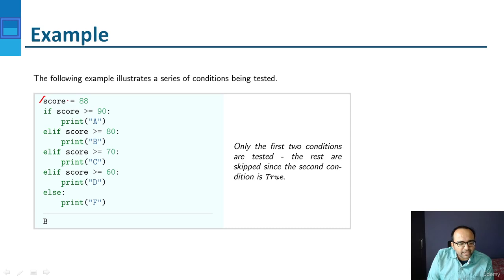Score is equal to 88. We are taking the initial value of score as 88, and look at this condition. 88 greater than or equal to 90 condition will become false. So it will go to the next block and check this condition. Score is greater than or equal to 80. 88 is greater than or equal to 80. The condition is evaluated to true.